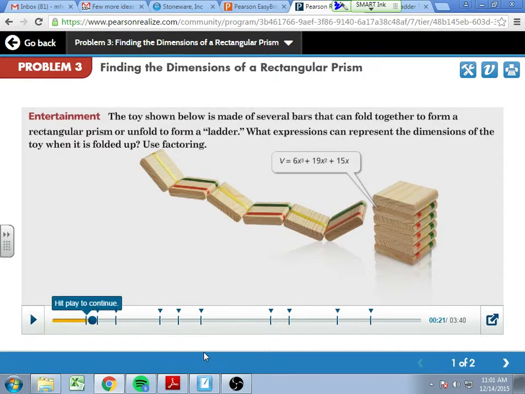We have 3 terms. First step, I have 3 terms, so I can find a common factor. 6, 9, and 15. Do we have any common factors between 6, 9, and 15? Robert? X. So if I factor out an x, one of my lengths will be x. Then I only have 6x squared, 9x, and 15 as a constant.